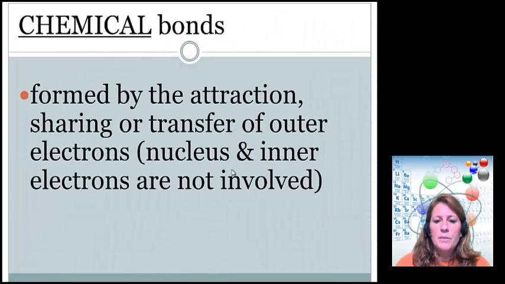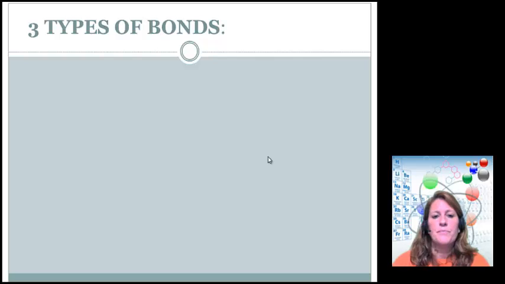Chemical bonds. A chemical bond can be attracting, sharing, transferring, and it's always with the outermost electrons, never the ones closest to the nucleus. Those keep it stable. If there's only one electron, then the only option it has is to share, like hydrogen does.